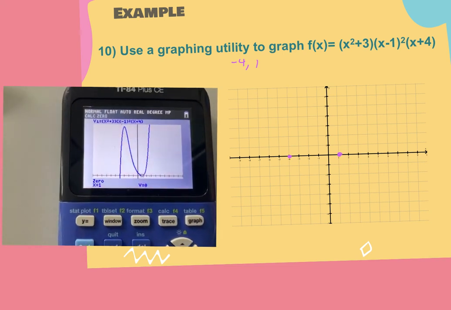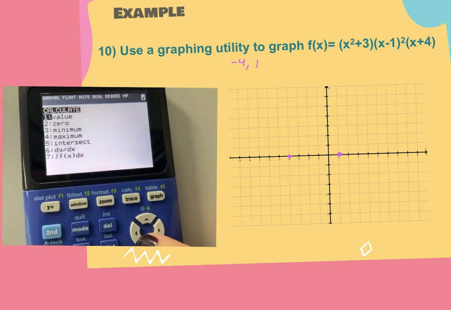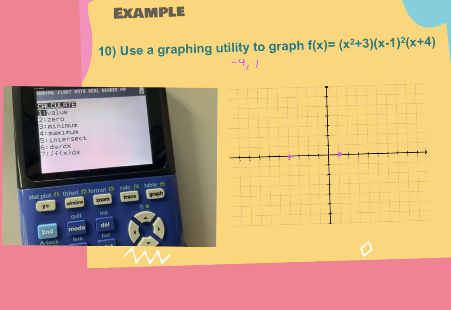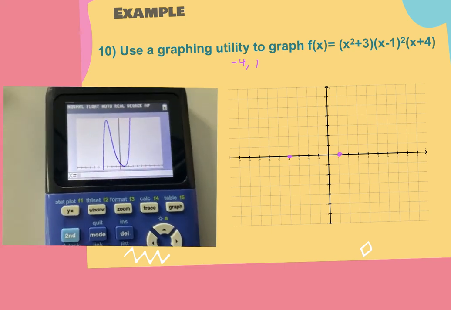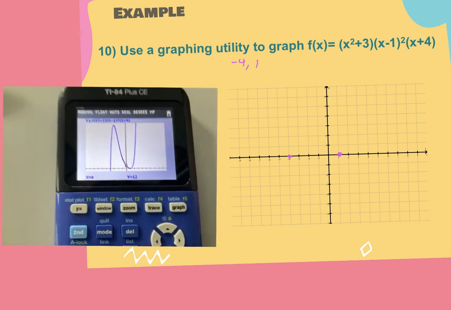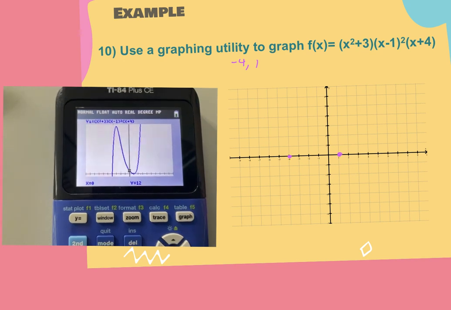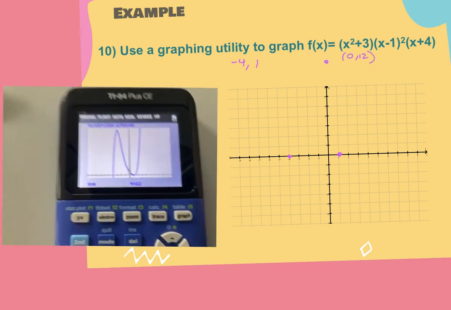Okay? If I wanted my y-intercept, I go second, trace, and I go to value. And my y-intercept is where x is 0. So I literally plug in 0 there. And it brings me to my y-intercept, which is 0, 12. So although it looks low on this graph, it is at 0, 12.